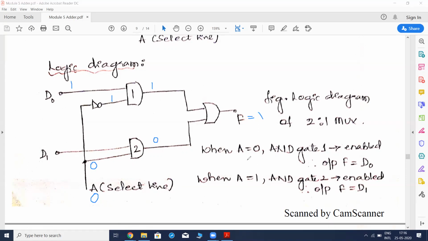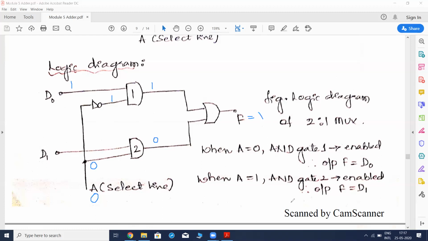See here, that is being written over here. When A is 0, AND gate 1 is enabled. This AND gate will be enabled, and therefore the output F will be equal to D0. F will be equal to D0 means, if you are given 0 over here, we are getting 0 over here and we'll get 0. Otherwise, if 1 is given over here, then obviously F we are going to get as 1.